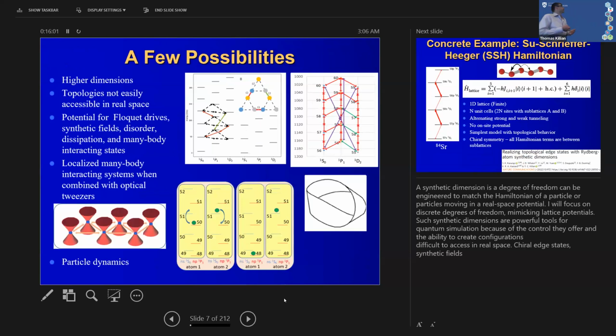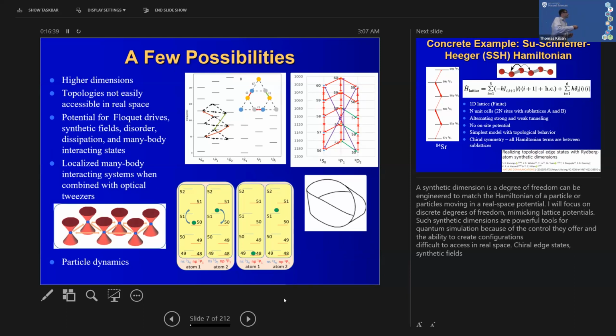So there are lots of different things that one can do. I showed a linear collection of states for a linear one-dimensional synthetic dimension, but by connecting up plaquettes, you can do higher dimensions. Or other topologies not easily accessible. Here you can arrange some states into a Mobius strip. There's potential for Floquet drives. If you control the phases in a loop or plaquette, then you can create synthetic fields. You should be able to put the Jordan on. You can add dissipation, and if you choose the right states, it also should be possible to have localized many-body interactions if you can get multiple atoms into the system.